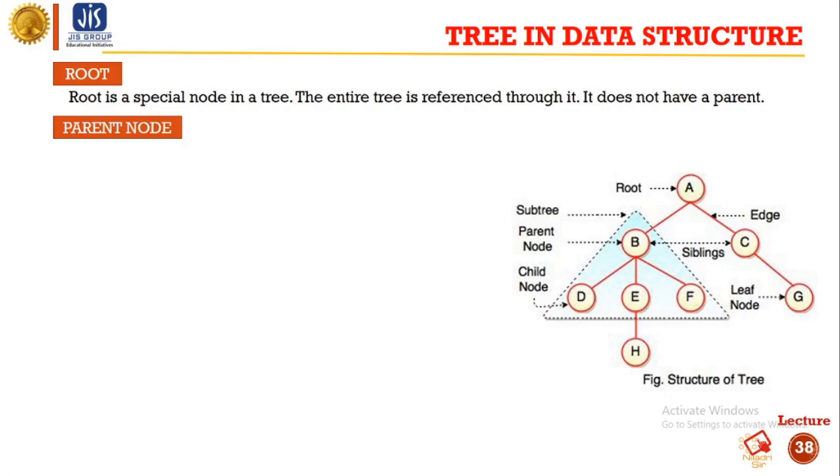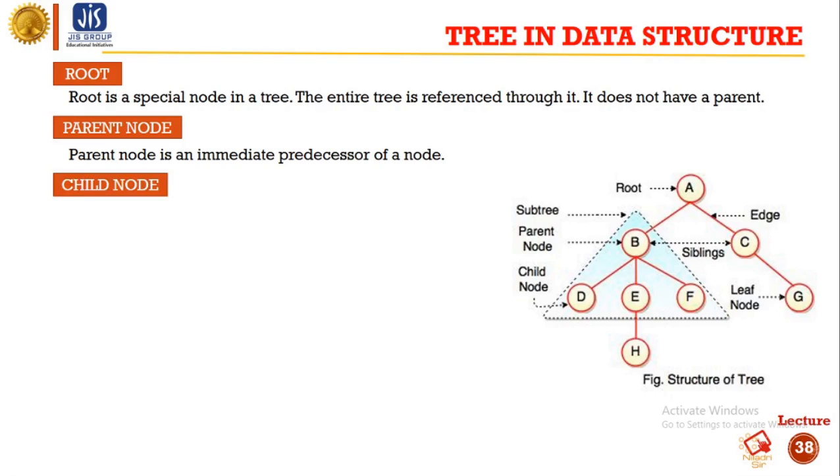Next, what is parent node? Parent node is an immediate predecessor of a node. That means here, as we have told earlier, D, E, F. The predecessor of these three nodes is B, so B is the parent node of D, E, and F. Again, A is the predecessor of B and C nodes, so A is also a parent node of B and C nodes.